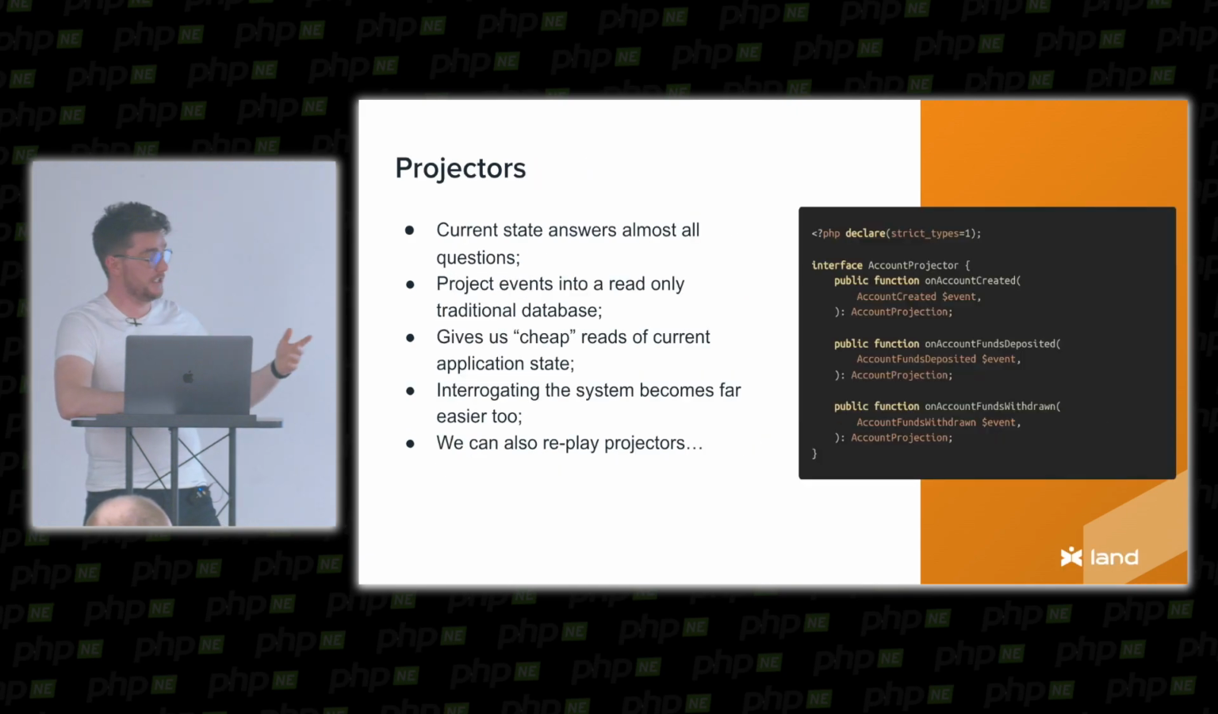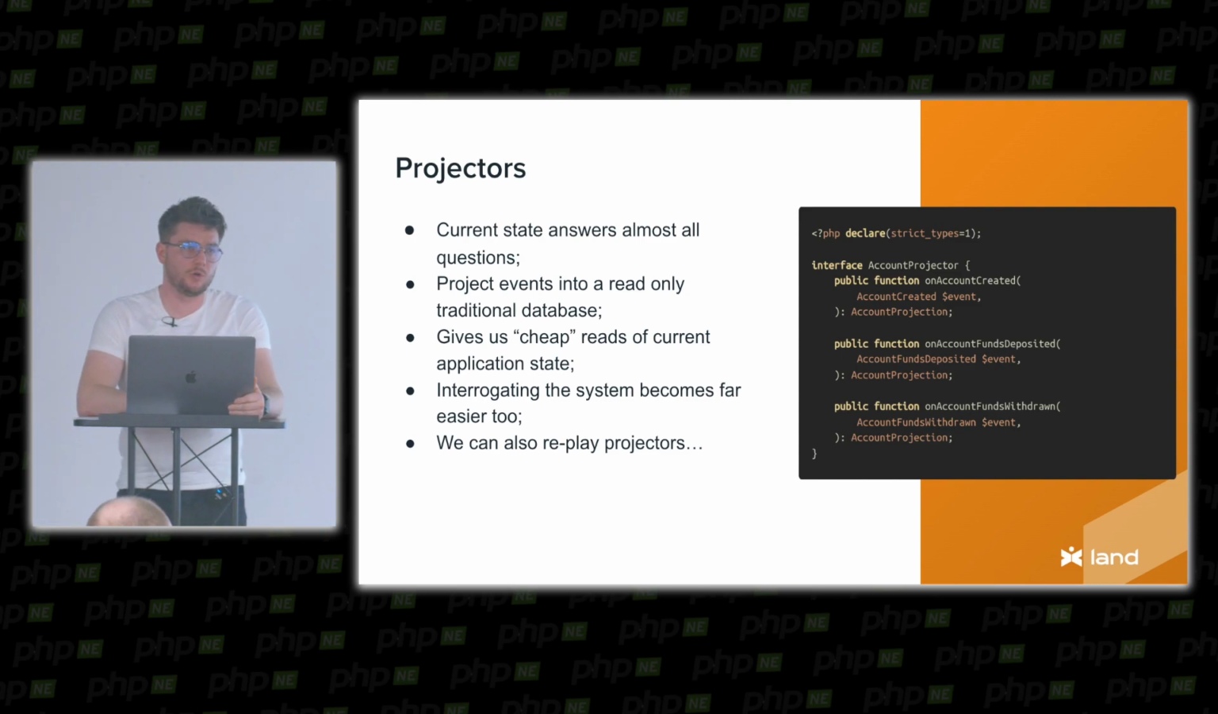So the reason that traditional systems haven't really gone anywhere is because almost all questions that you can have about a business and its domain can basically be answered by its current state. Very rarely do you need to go back and look at its previous state. So we can deal with that.